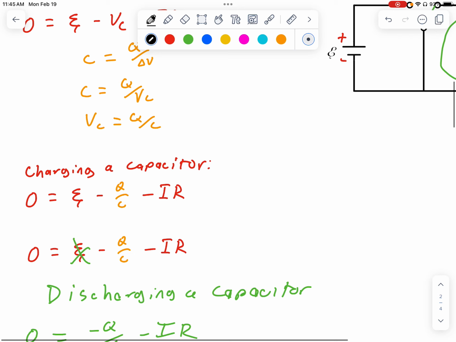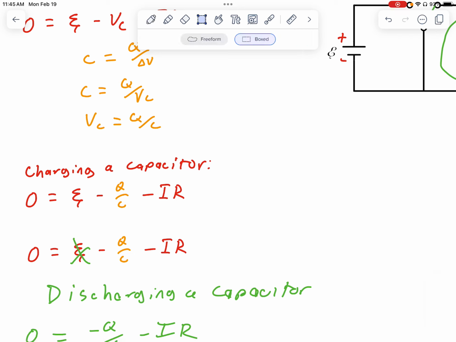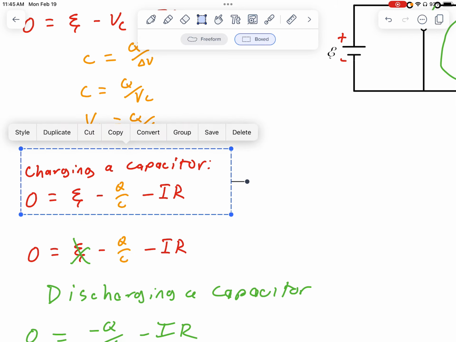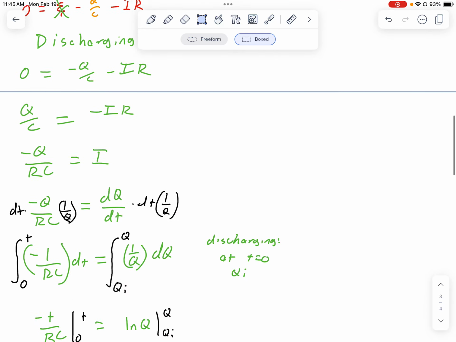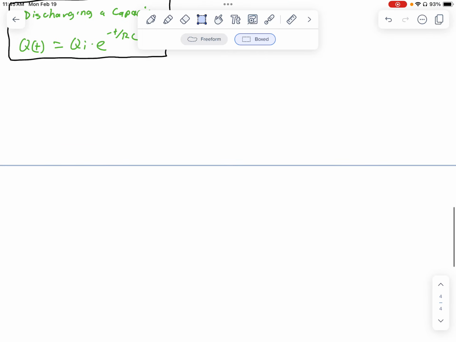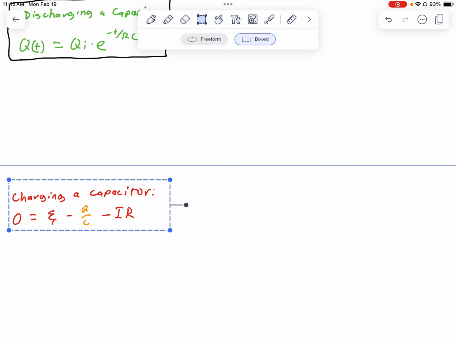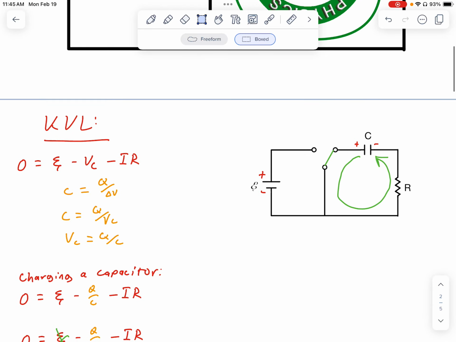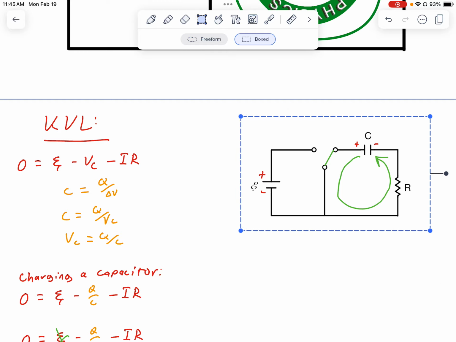All right. So this was the equation for charging a capacitor. So let me bring that down. Okay. So here we'll go on a new page. So back to charging a capacitor, and that's for the case where, let me flip the switch back. So here, let me get a copy of this.